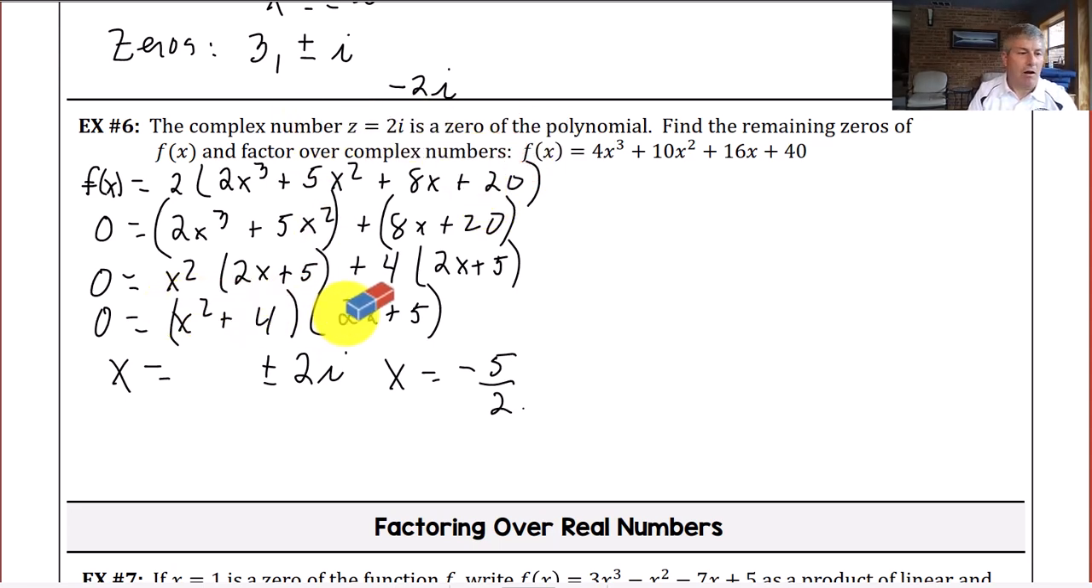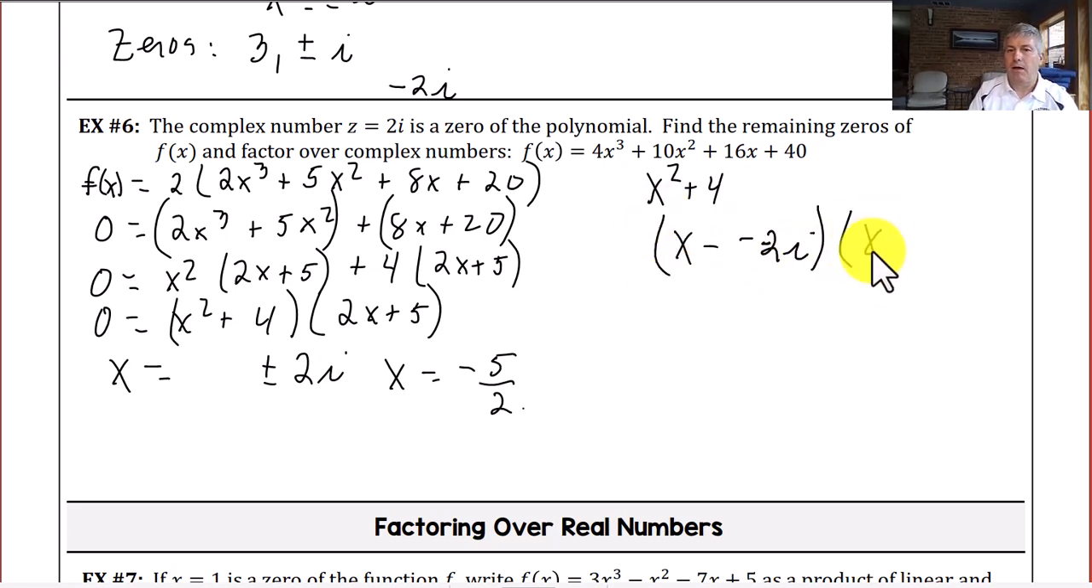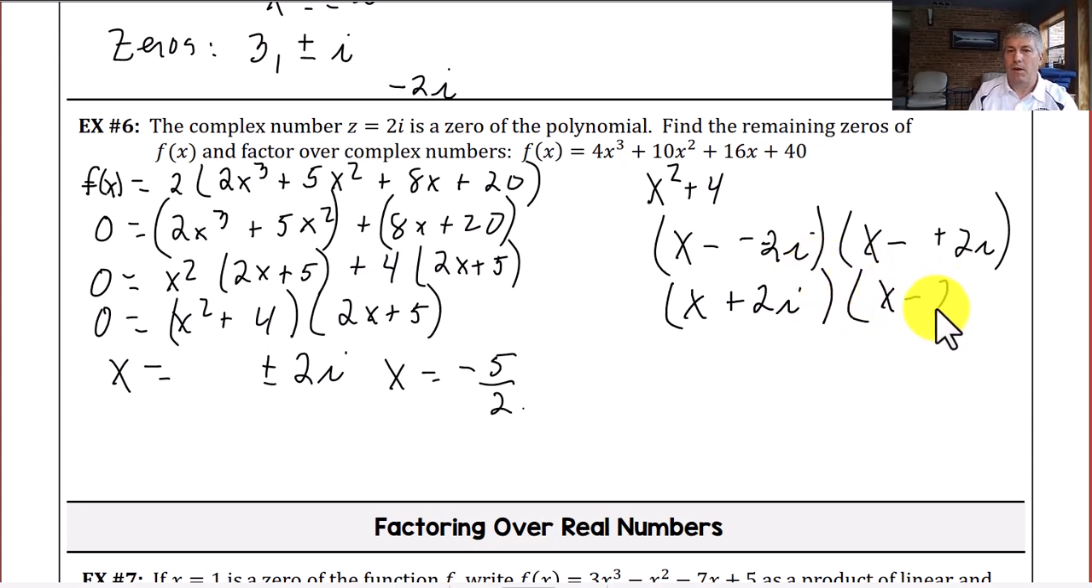And now I've got our factors. Well, I do need to factor this still. We really work backwards from our zeros. Factors of x minus negative 2i and x minus positive 2i. So that's going to be x plus 2i times x minus 2i. And the final factor is 2x plus 5. And now we have fully factored that.